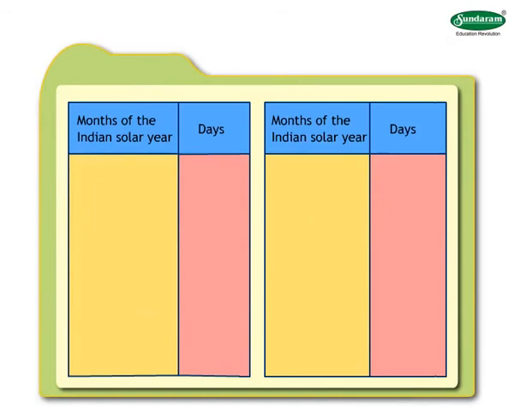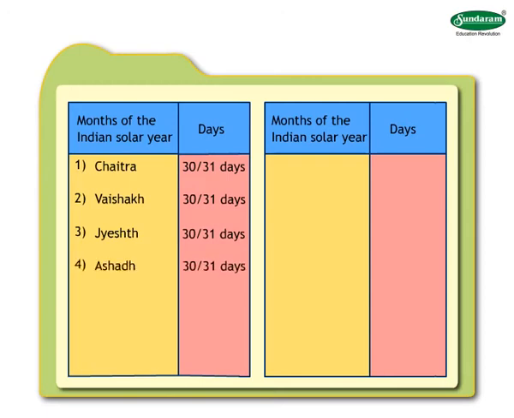Now, let's learn the names of months of the Indian solar year and also the number of days in each month. The first month is Chaitra. It has 30 or 31 days. The second month is Vaishakh. It has 30 or 31 days. The third month is Jeshth. It has 30 or 31 days. The fourth month is Ashadh. It has 30 or 31 days.